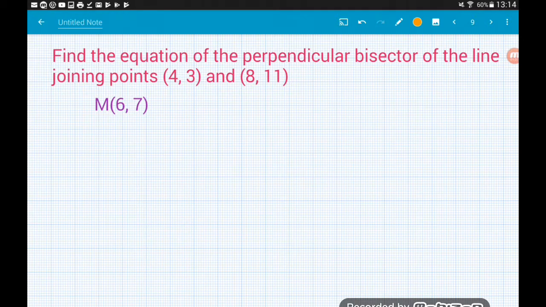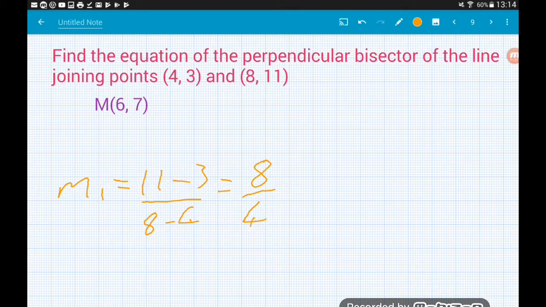Okay, so now we need to find the gradient of the line connecting these 2 points. Again, let's call it M1. So the gradient: difference in y, so let's do 11 take away 3, divided by the difference in x, 8 take away 4. So 11 take away 3 is 8, 8 take away 4 is 4, then 8 divided by 4 on a good day is 2. So the gradient M1, the gradient of the line connecting these 2 points together, is 2.